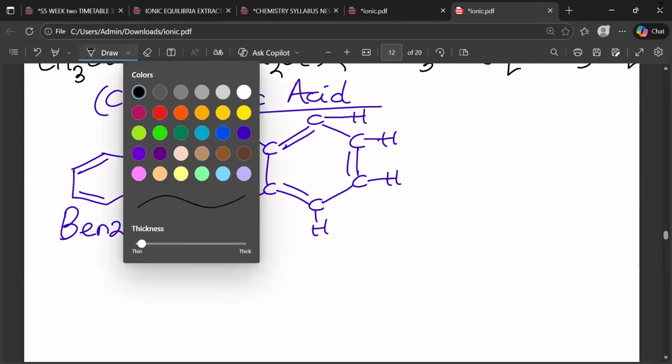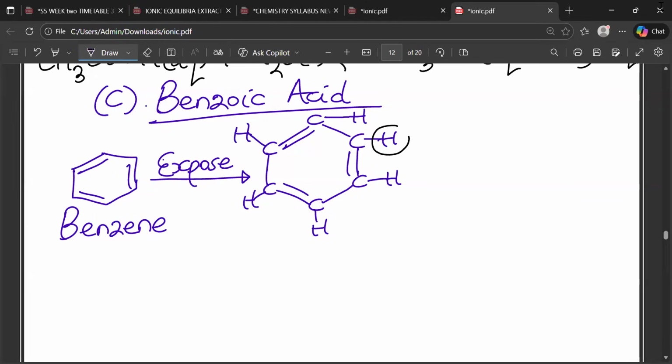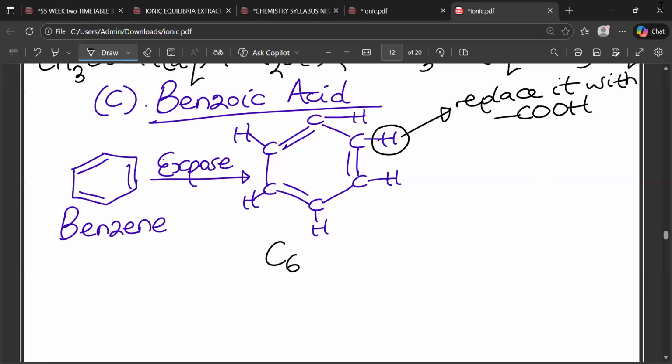Okay, now, when I remove this H, I remember telling you this in benzene, and we replace it with this because we want to form the acid. So when it's just here after exposing, you can see that the carbons are 6, even the hydrogens are 6. So this is the benzene, the real benzene.